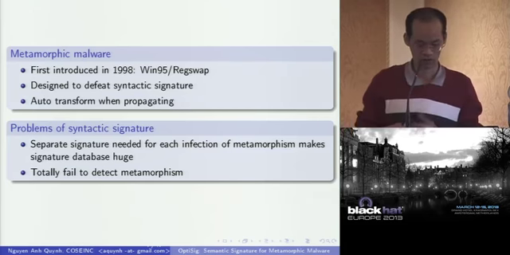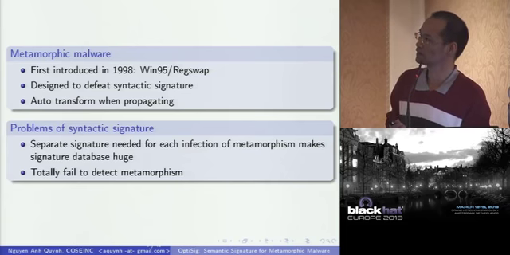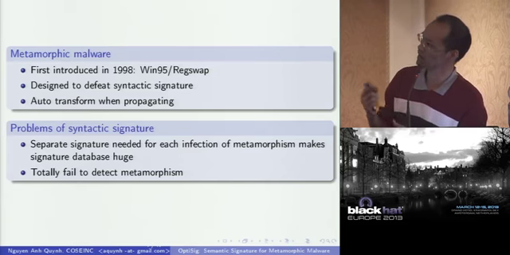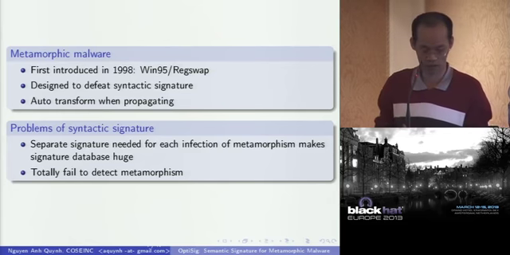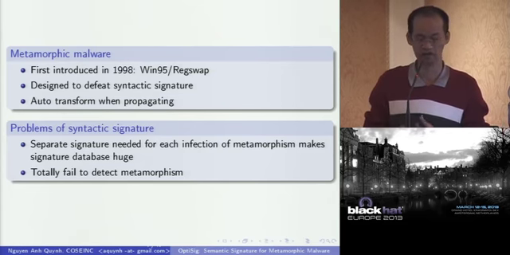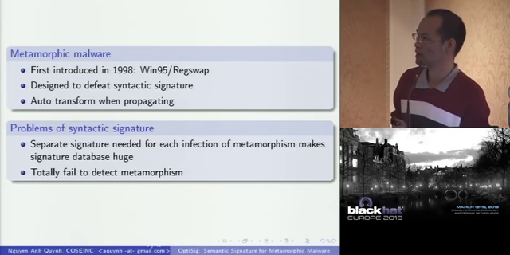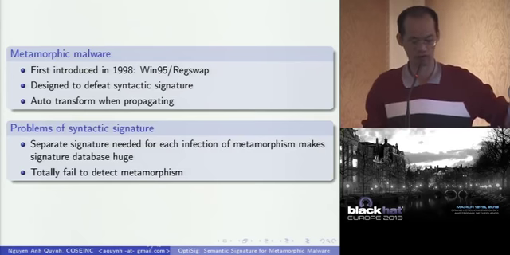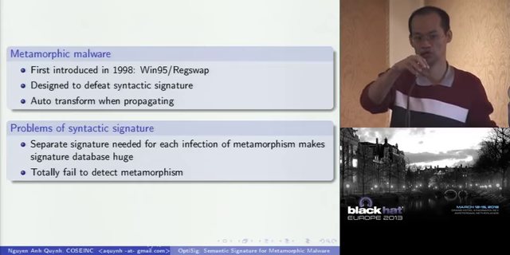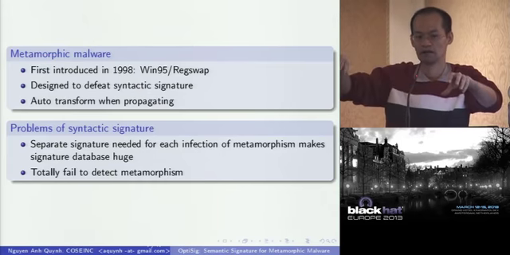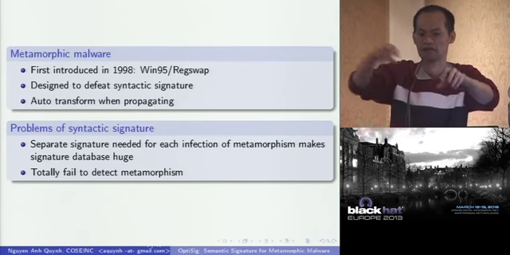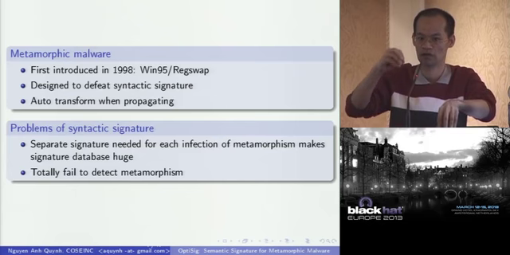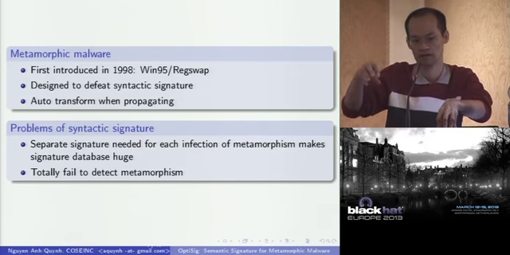This concept was first introduced about 15 years ago in the malware named RexWeb for Windows 95. Metamorphic malware is designed specifically to defeat the syntactic signature. When the malware goes into your machine, it tries to infect as many files as possible. Suppose it infects the first file and the second file. When the malware infects your file, it will inject some code into each file, right?